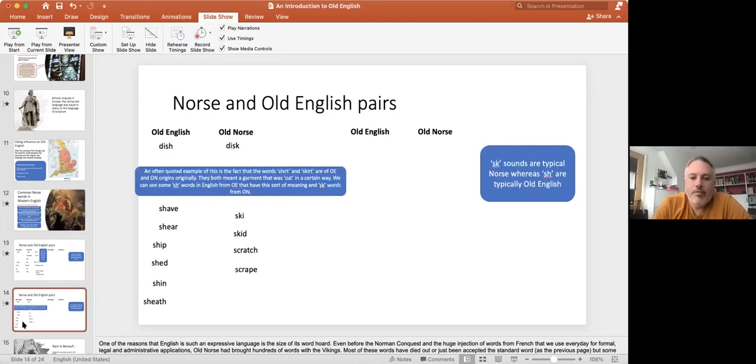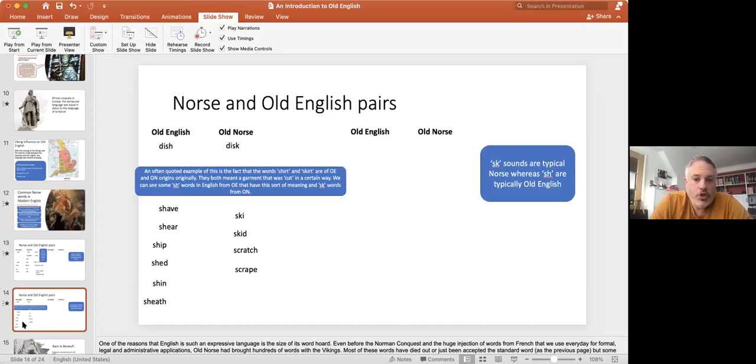Other things that you might notice is that the SK sound in modern English, of which there are lots of words which have a sk in it. For instance, the word sky comes from the Old Norse ski, which meant cloud. The Old English word was heofnum, which is related to our word heaven. But sk words are nearly always Norse words. For whatever reason, Old English seems to have not liked sk words. So words which you see in Old English are more likely to be sh words.